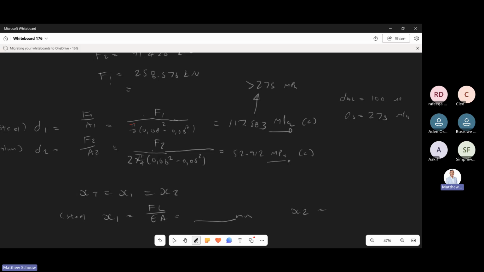Then you do exactly the same for the aluminium, but you must use F2, right? Keep everything the same. You keep the L's the same, E2, A2, right? And you notice that the extensions will come out to exactly the same value. That means that they both extended the same amount under that particular force. That's how you know it's in parallel as well.